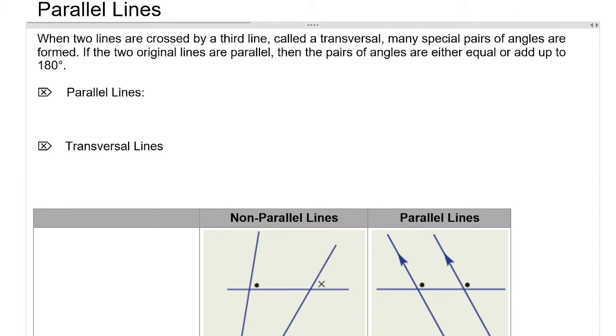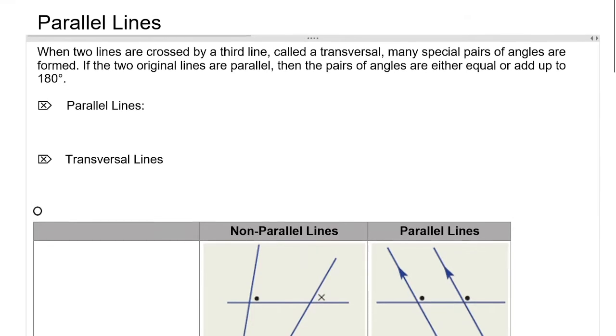Welcome to this lesson on parallel lines. This is in our Properties of Geometric Figures series. This is a bit of a revision lesson for most of you, so let's get stuck in.